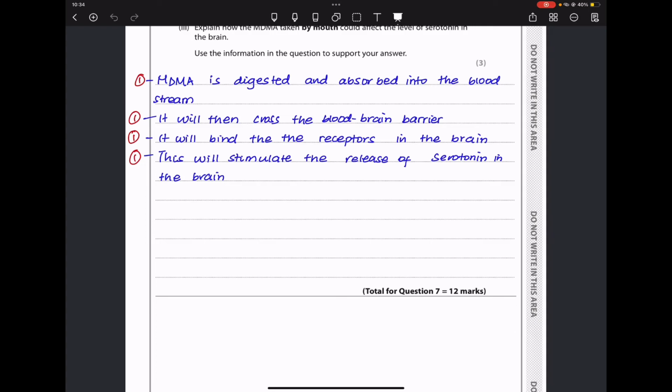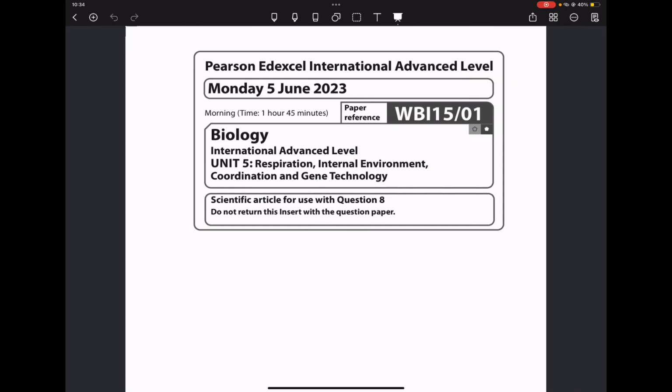So this brings us to the end of question 7. Let's continue to question 8. Now, before we go to question 8, I'm going to begin by showing you the scientific article. I'm going to be silent, and then when we begin the questions, I'll be able to walk you through them. So this is a scientific article for June 2023.